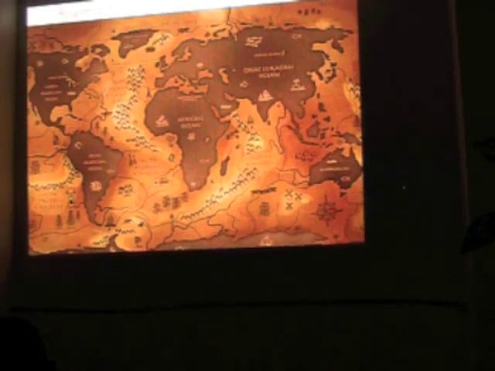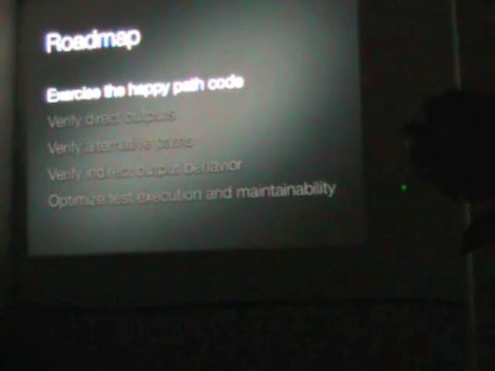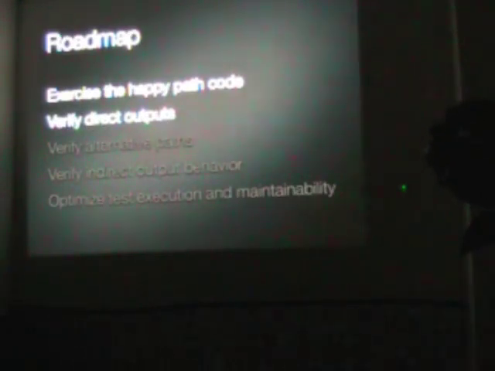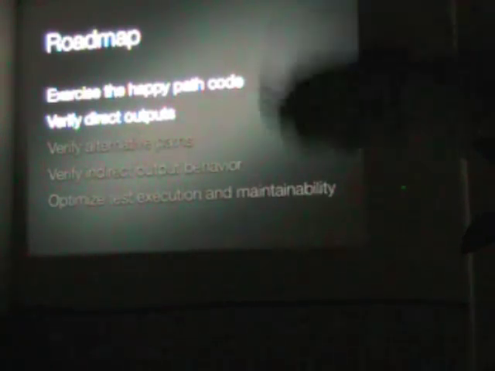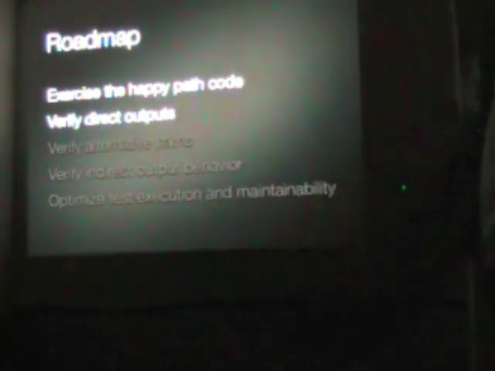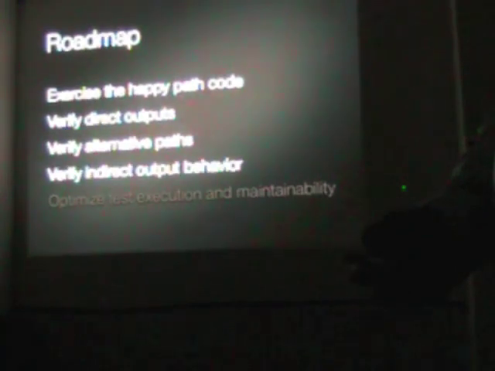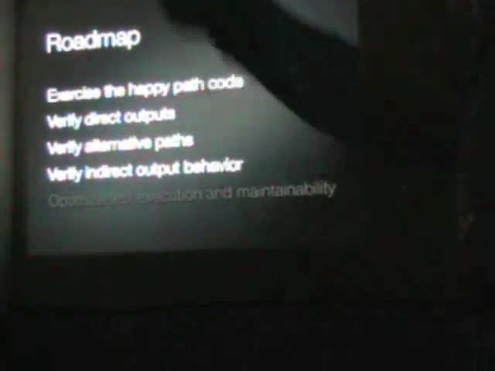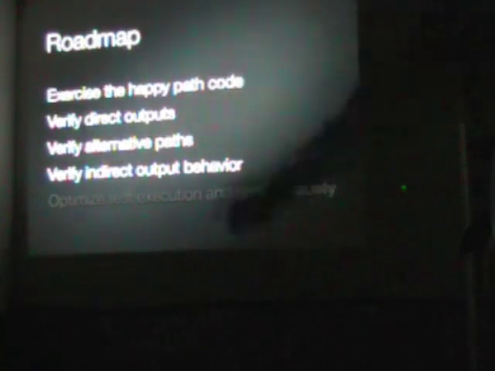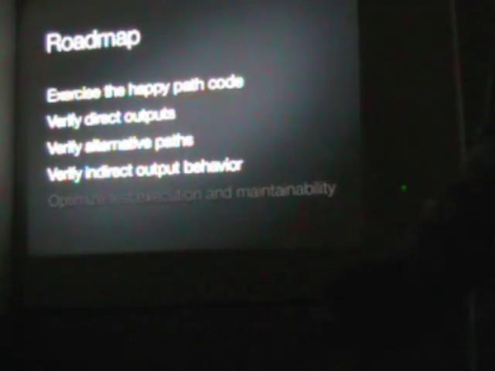And then the roadmap to highly maintainable automated tests. Exercise the happy path code, then all the alternate scenarios, pathological cases. Verify direct outputs. These are where you are asserting on messages. Asserting on messages is what setting expectations on mocks is about. And verify alternative paths, right? All alternative scenarios. Verify indirect output behavior. I send a command. I want to verify, okay, he did send a lunch order or something.